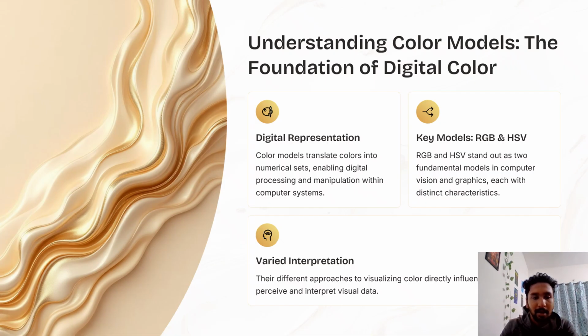Color models translate colors into numerical sets, enabling digital processing and manipulation within computer systems. RGB and HSV stand out as two fundamental models in computer vision and graphics, each with distinct characteristics.